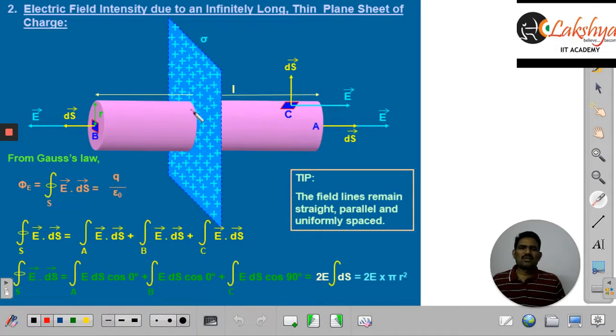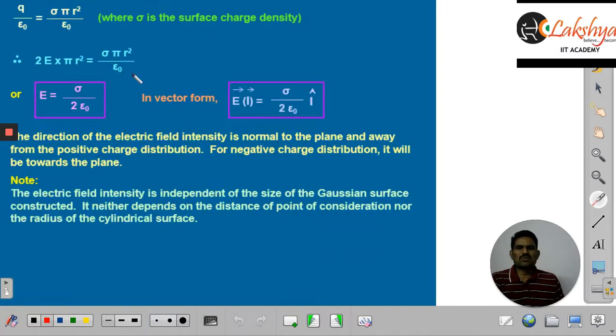That means now, for this Gaussian surface, the charge enclosed is nothing but the charge enclosed within an area of pi r square. So we can write it as sigma into pi r square. So that Q value we can write as sigma into pi r square by epsilon naught. So let us equate the RHS and LHS here.